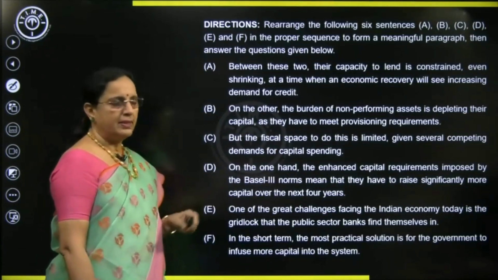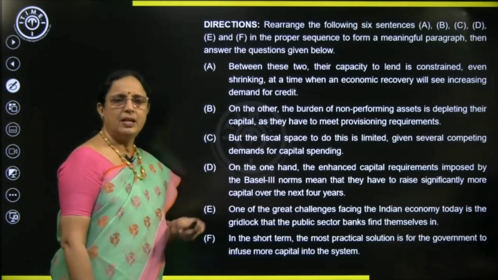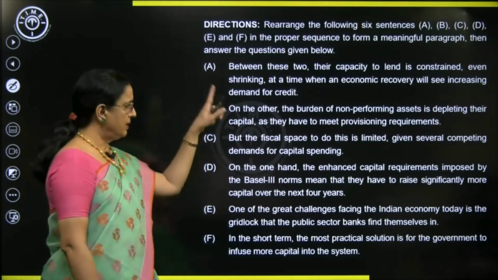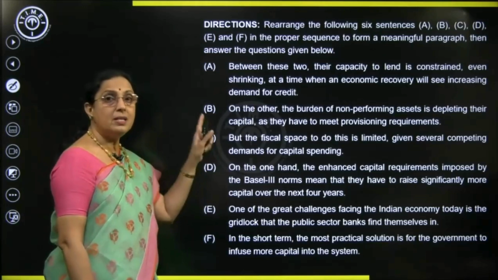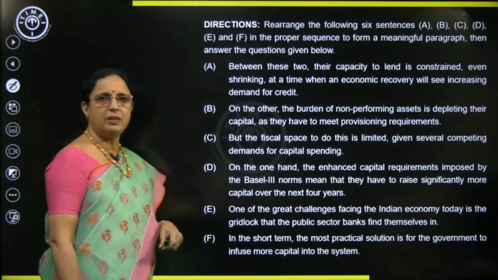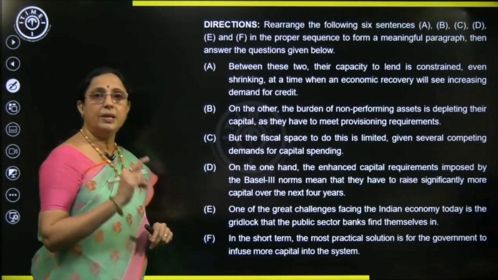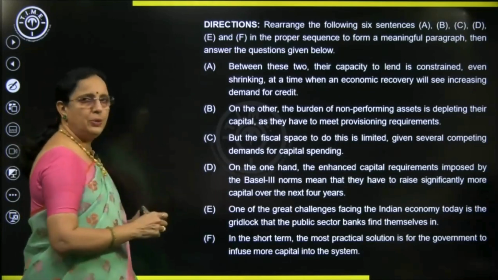Para formation. How do you deal with para formation questions? As you all know, you are given some statements which are not in the right order, which are jumbled, and your task is to rearrange these statements in the proper order to make a meaningful paragraph. Alright, now let's see how to do this.